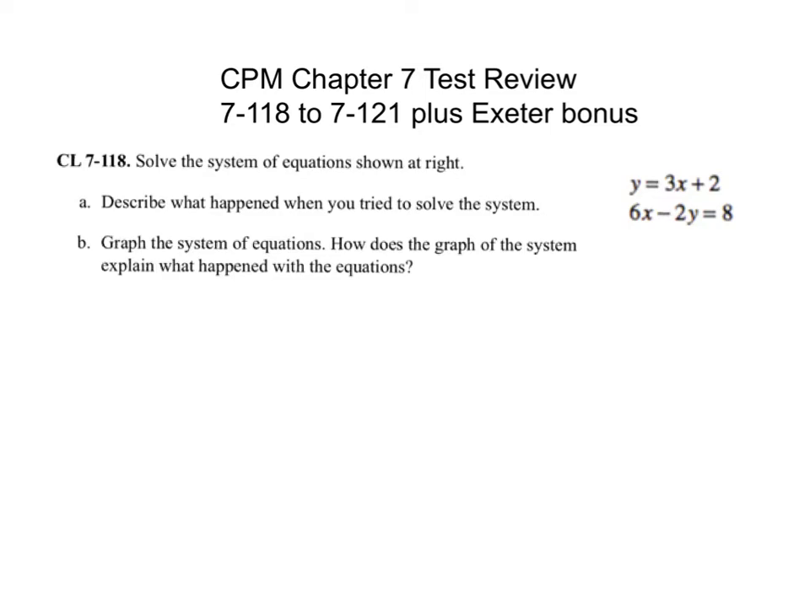Substitution? Yeah, I think substitution is probably the easiest. So let me go ahead and use substitution here. So I would take the 3x plus 2 and sub it into the second equation. So I would end up with 6x minus 2 times 3x plus 2 equals 8.